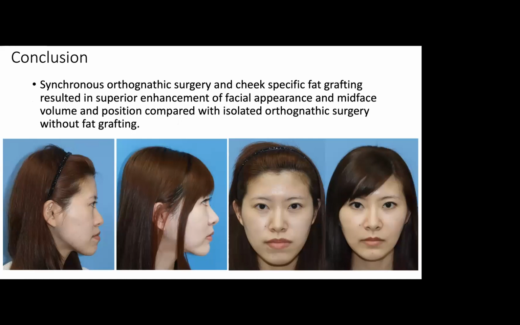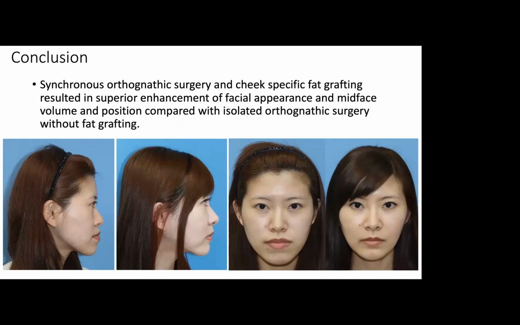In conclusion, synchronous orthognathic surgery and cheek-specific fat grafting result in a superior enhancement of the facial appearance and mid-face volume and position compared with isolated OGS without fat grafting.